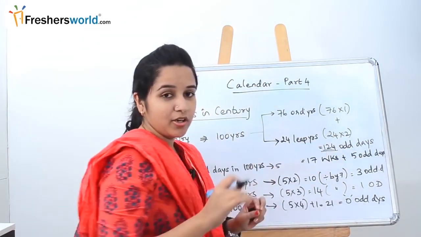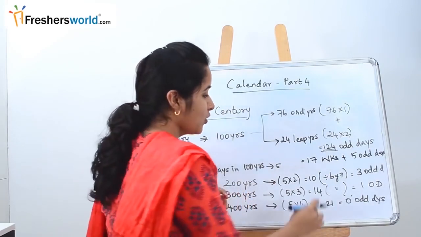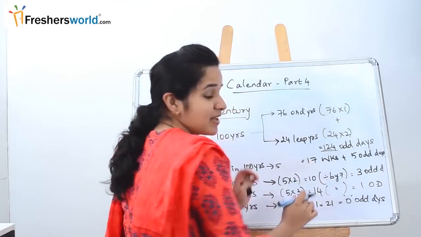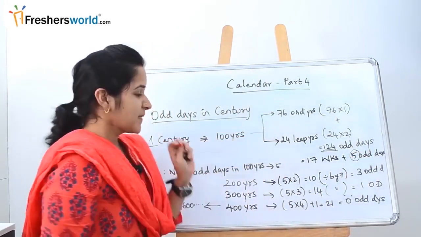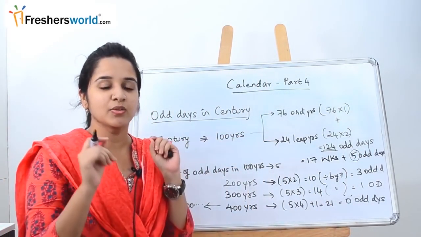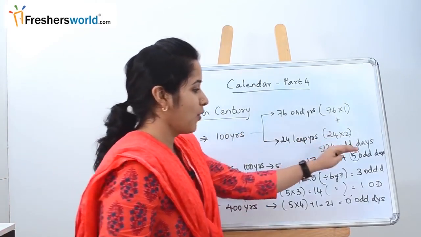If you divide 124 odd days by 7, in the quotient you will get 17 and 5 in the remainder. So this 5 is your odd days. In 1 century, that is in 100 years, you will have 5 odd days.